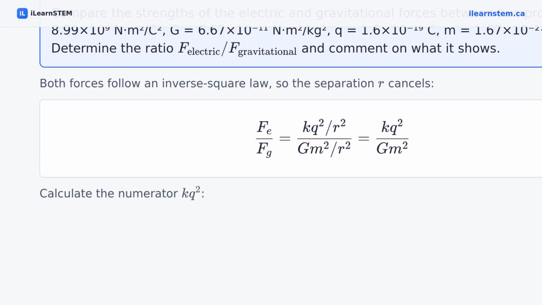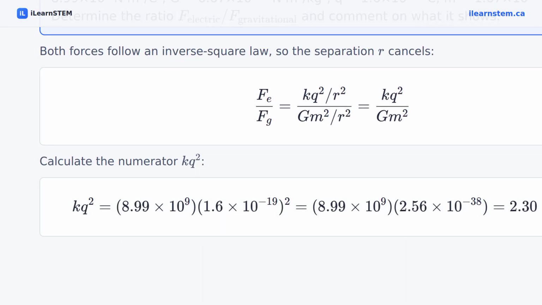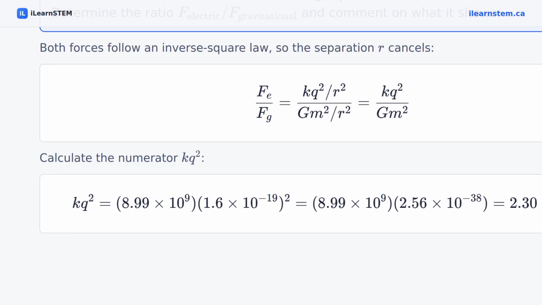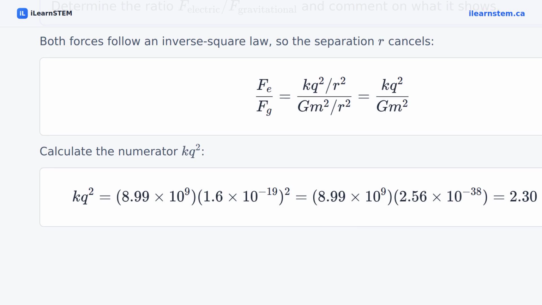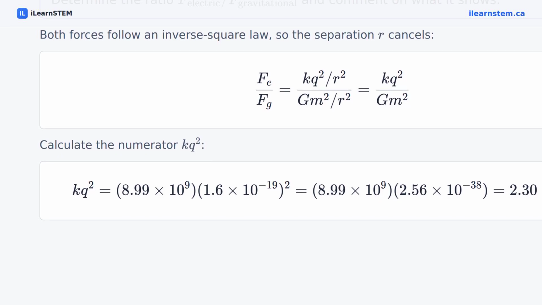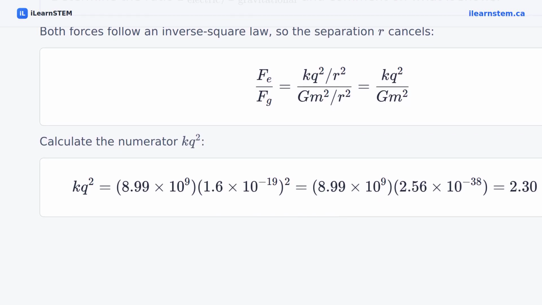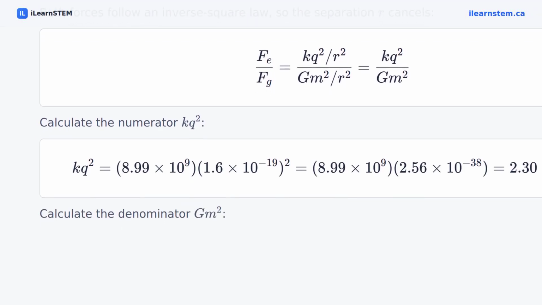Now calculate the numerator, k times q squared. kq² equals 8.99 × 10^9 times (1.6 × 10^-19) squared. That's 8.99 × 10^9 times 2.56 × 10^-38, which gives 2.30 × 10^-28. Next, calculate the denominator.